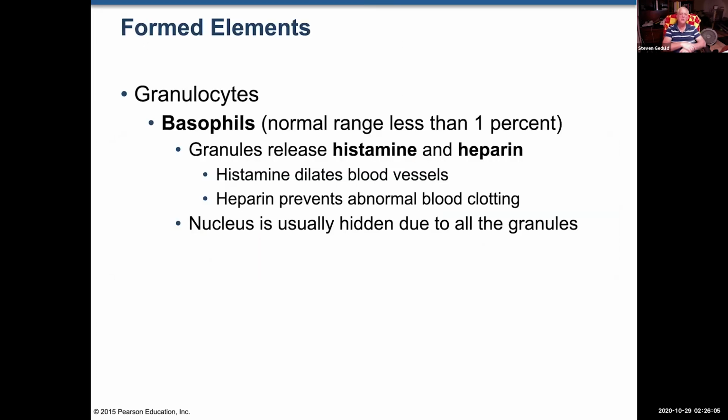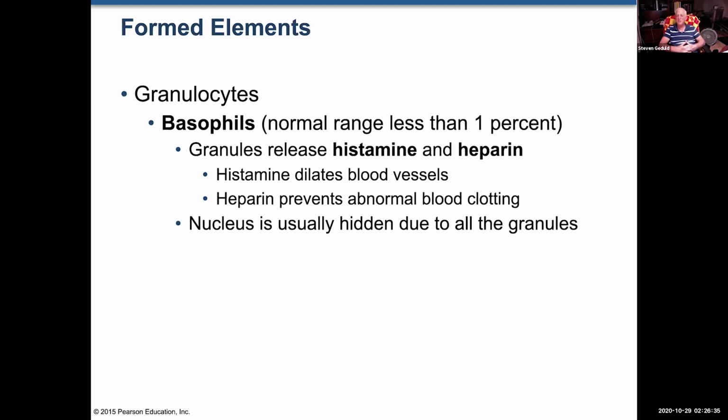Okay, the next granulocyte is your basophil. Those are your third type of granulocyte. Granules release histamine and heparin. Histamine dilates your blood vessels. You dilate blood vessels because you want more blood to come into the infected area. You want that blood volume to get there, so you have more white blood cells per perfused area to respond to that infection.